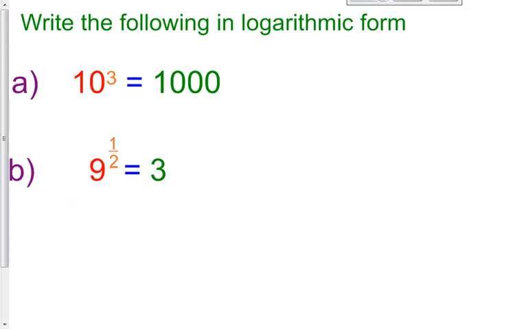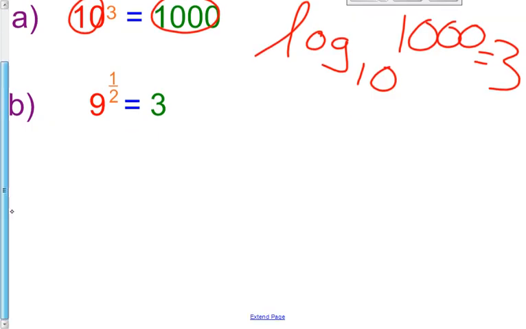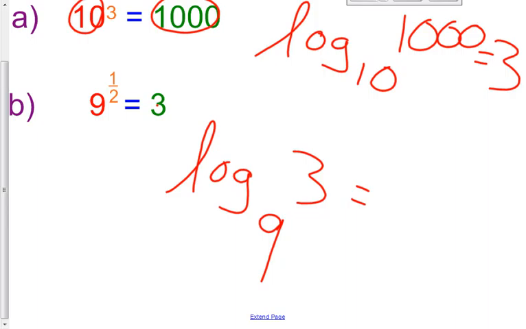Now let's go the other way around. We're going to write the following into logarithmic form. Write the following into logarithmic form. So to write into logarithmic form, you need to see a log in there. It's a log with the same base. So log base 10 of the number on the right, log base 10 of 1,000, that equals 3. It equals the exponent. Log base 10 of 1,000 equals 3. In the same way, we have a log with base 9 of the number on the right, 3, equals 1/2.